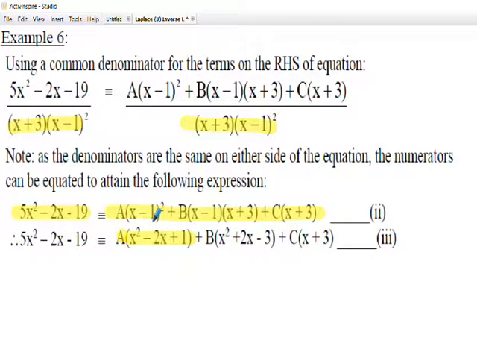I've expanded the x minus 1 times the x plus 3, and that will then give you b times, in the brackets, x squared plus 2x minus 3. I've not expanded the last term because I can clearly see the terms quite nicely. I'm only producing equation 3 to make it easier to understand where the terms are, the x squareds and the x's.